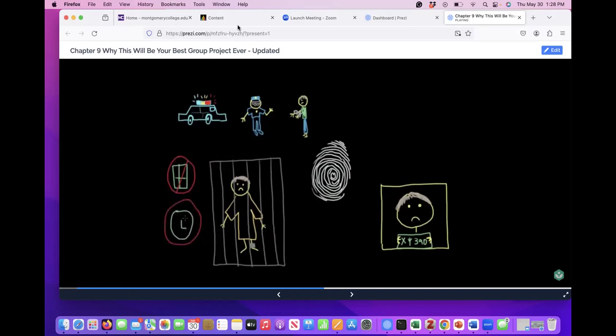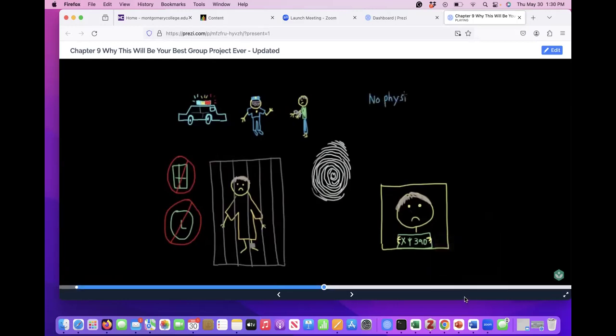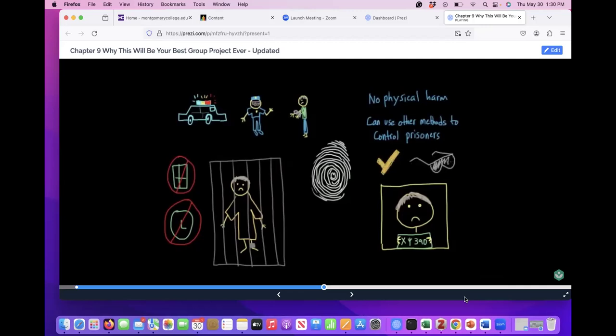Zimbardo had also met with the participants playing the guards before the start of the experiment, and he had told them that they were not supposed to physically harm the prisoners. They could, however, try to create a situation that would lead to fear, or loss of privacy and control, or loss of individuality. The guards were also given uniforms, and they were given batons, which were supposed to be for threats of physical violence and not actual physical violence, and also mirrored sunglasses.